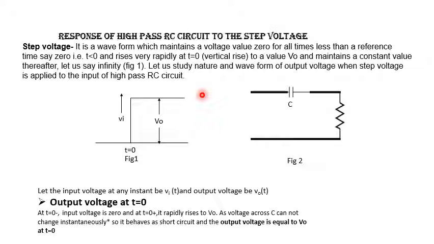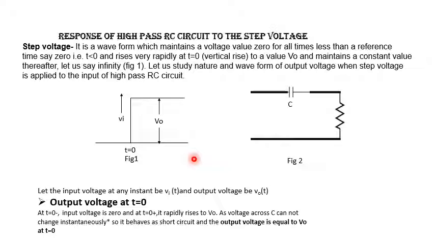We are applying a step voltage to the high-pass RC circuit, which is a linear circuit. Now in figure 2, there is shown the circuit of high-pass RC circuit. It is a combination of a capacitor and a resistor, and if an input voltage is applied to the circuit and the output is taken across the resistor, then it is called high pass RC circuit. And to this circuit, we are applying this step voltage, which is shown in figure 1 as the input voltage.